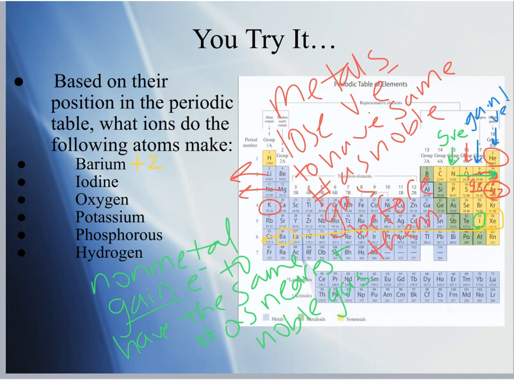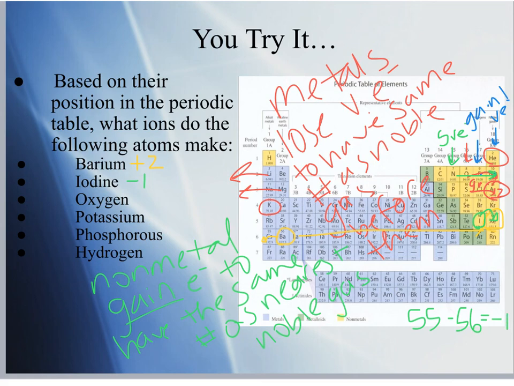Iodine. Iodine is on the right-hand side. He's a nonmetal. Remember, nonmetals always gain electrons, right? So he's got 7 valence electrons. He only needs 1 more to be like the noble gas, so he's going to gain an electron. Remember, gaining electrons means you become negative. If we do that math, iodine has 53 protons, and if now he has the same number of electrons as xenon, that's 54. So 53 minus 54 is -1.